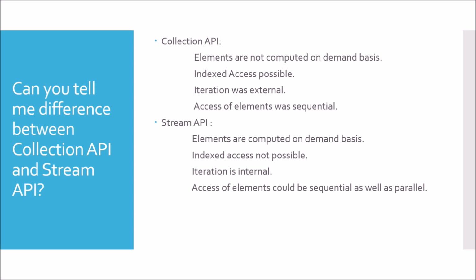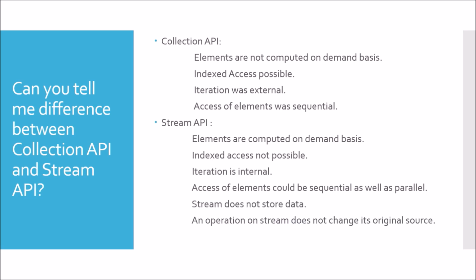Now this was one of the important concepts. If you have multi-core processors, you can use parallel processing as well. Stream API provides two types of streams: one is sequential stream, one is parallel stream. A stream does not store data. An operation on a stream does not change its original source. A stream does not have a fixed size. So this was all about the basics of Java 8 interview questions.